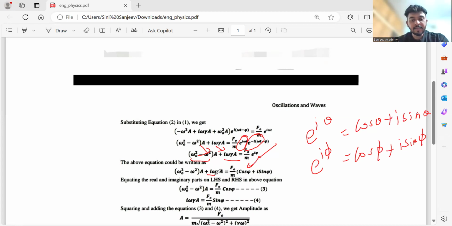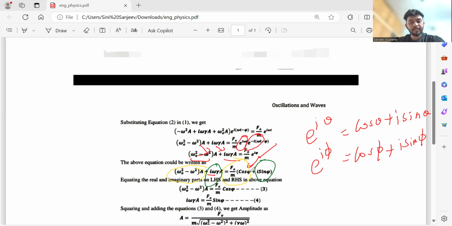Then what I'm going to do? Now I have an imaginary part and a real part. So I will equate the real part. Real part I will circle with yellow color, and imaginary part I'll circle with green. So this is my imaginary i and this is my imaginary. And do not forget to multiply f naught by m. That is common. That will come in both real and imaginary parts respectively.